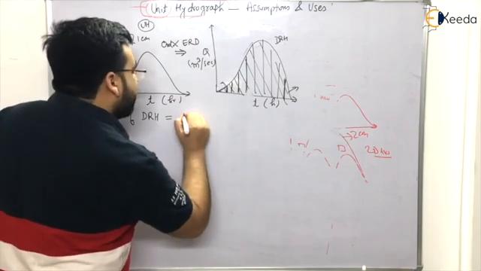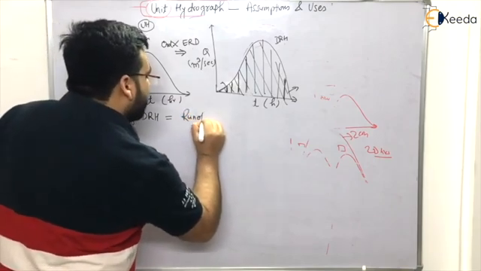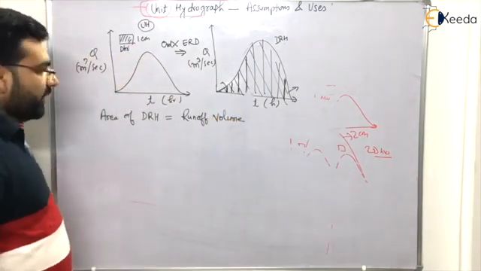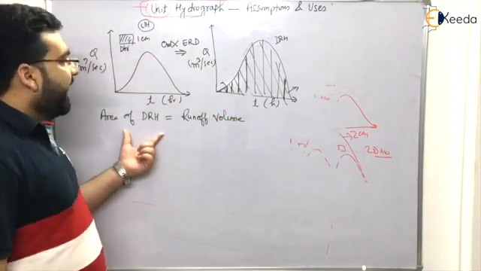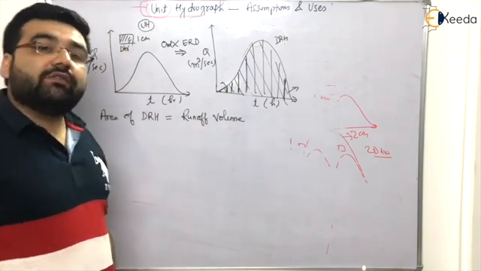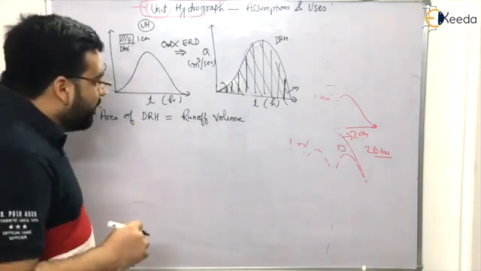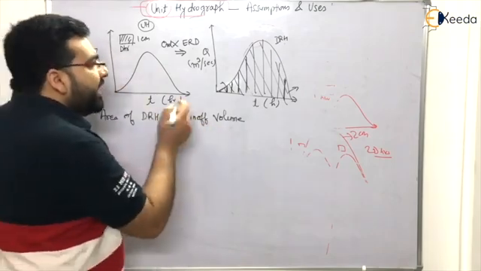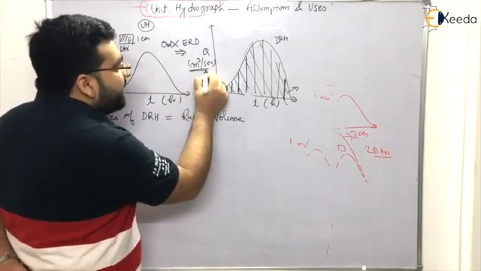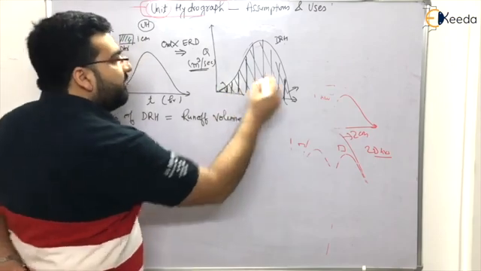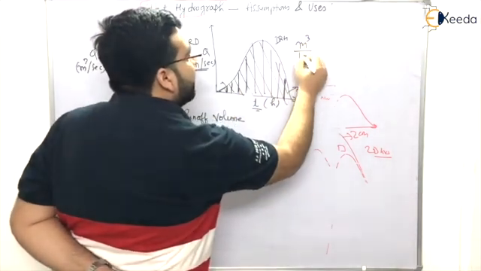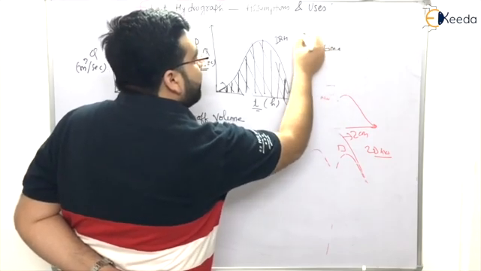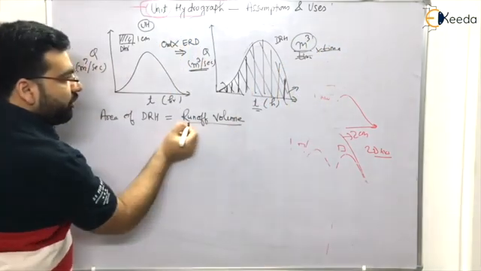Let me write it here. Runoff volume. So the area of the direct runoff hydrograph gives you runoff volume. Clear? Now the question is, can you get the depth also? Why are you getting volume? Because meter cube per time into time, time gets cancelled, and you get meter cube, which is volume.